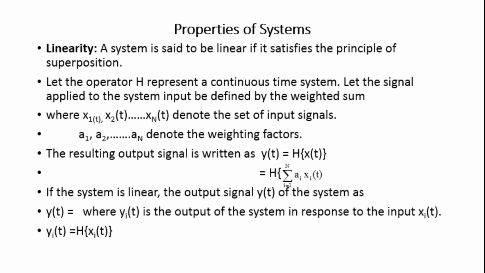The resulting output signal is written as y of t is equal to H into x of t, which is equal to H into summation i is equal to 1 to n ai into xi of t. If the system is linear, the output signal y of t of the system is y of t is equal to summation ai into yi of t, where yi of t is the output of the system in response to the input xi of t.